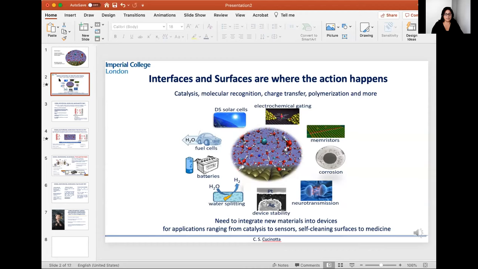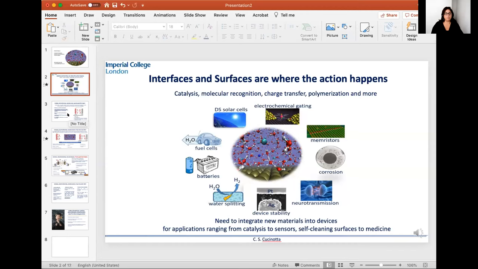The applications where understanding surfaces and interfaces are relevant range from energy, water splitting devices, batteries, fuel cells, solar cells, photoelectrochemical cells for hydrogen production, let's say the fuel of the future, or sensors, or electrochemical gating devices, memristors, but also processes such as corrosion, or processes relevant for medicine and biology, like neurotransmission, all occur at interfaces between different materials.